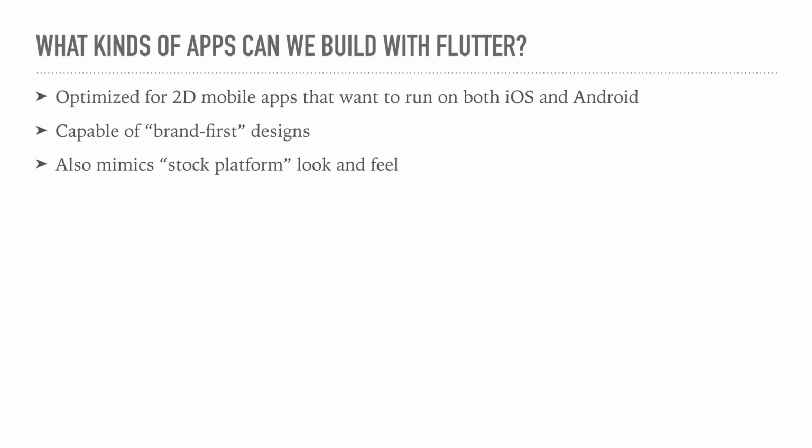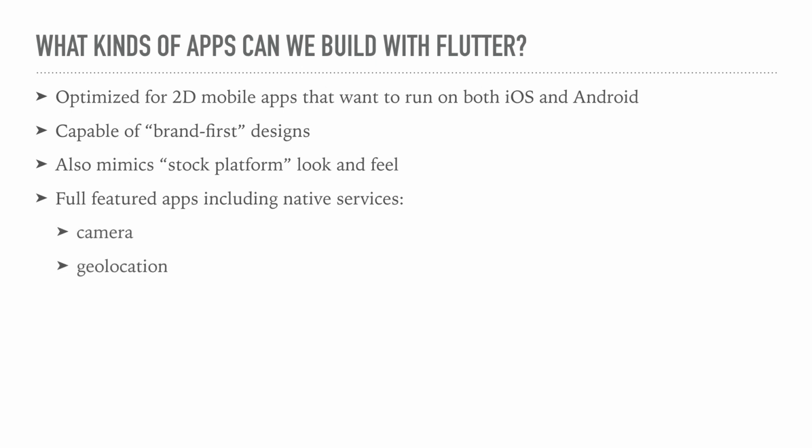In other words, the material team works very closely with the Flutter team to make sure that it's always up to date every time material gets released. Full-featured apps, including native services. You can talk to the camera, you can talk to geolocation, obviously talk to the network, talk to storage. There are a bunch of third-party SDKs, and even more. For those of you familiar with Perl, there's the equivalent of the CPAN already. It's called pub. And so there are already thousands of packages in there.